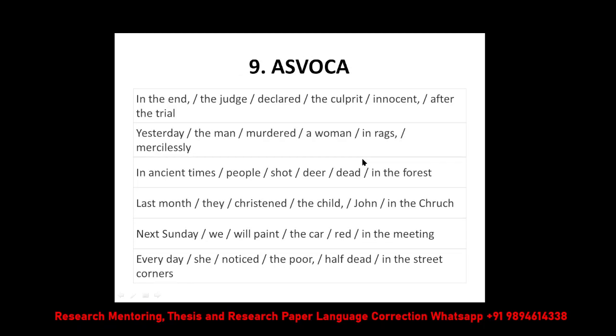Here ASVOCA. First, what is A? Time, in the end. The judge, subject. Declared, verb. Object, the culprit. Complement, innocent. Again, adjunct, after the trial. Let me repeat. Yesterday, adjunct. The man, subject. Murdered, verb. A woman, object. In rats, complement. Adjunct is mercilessly. Last example: last month.